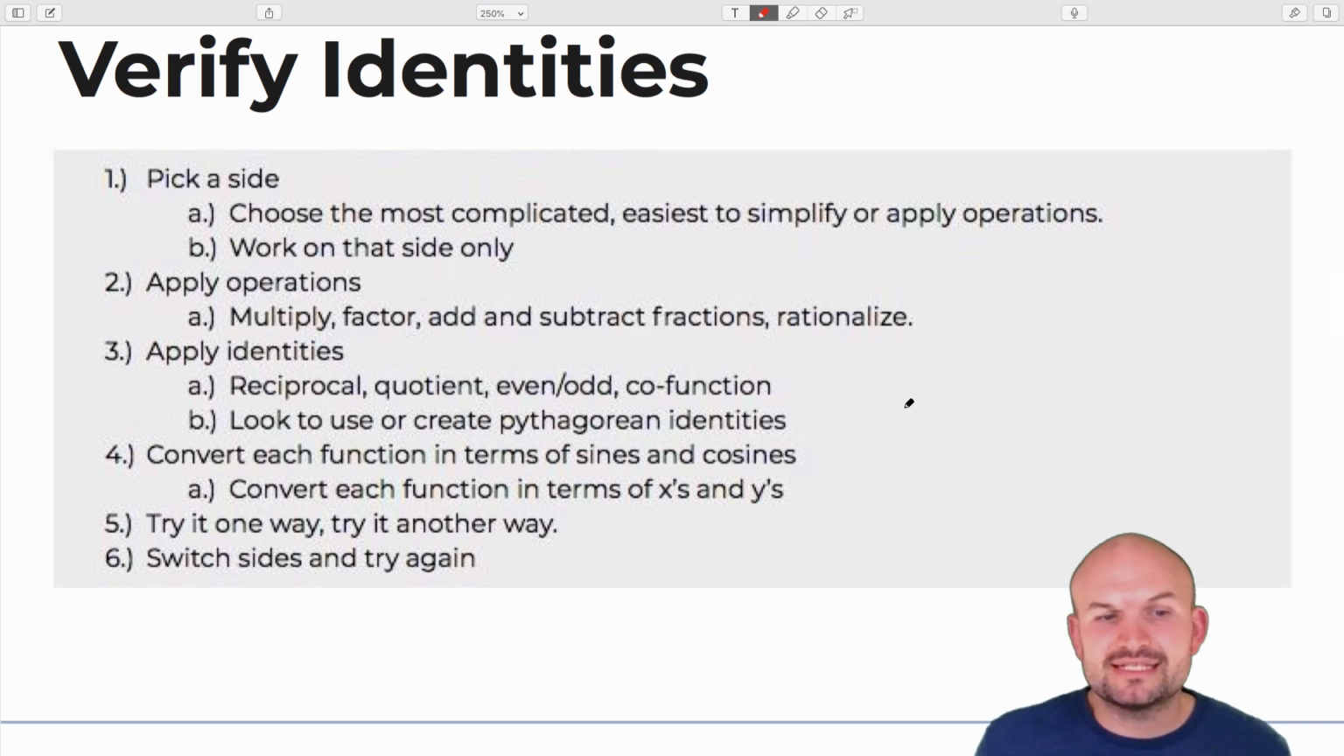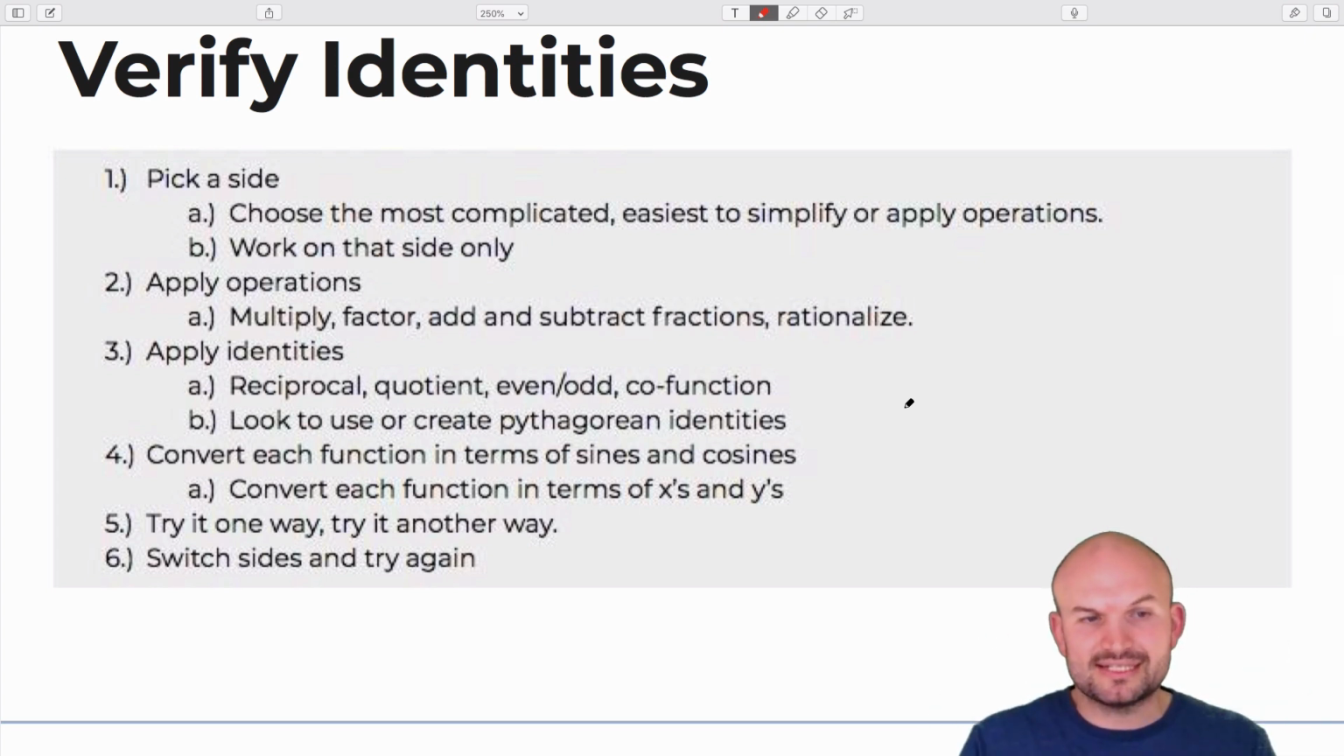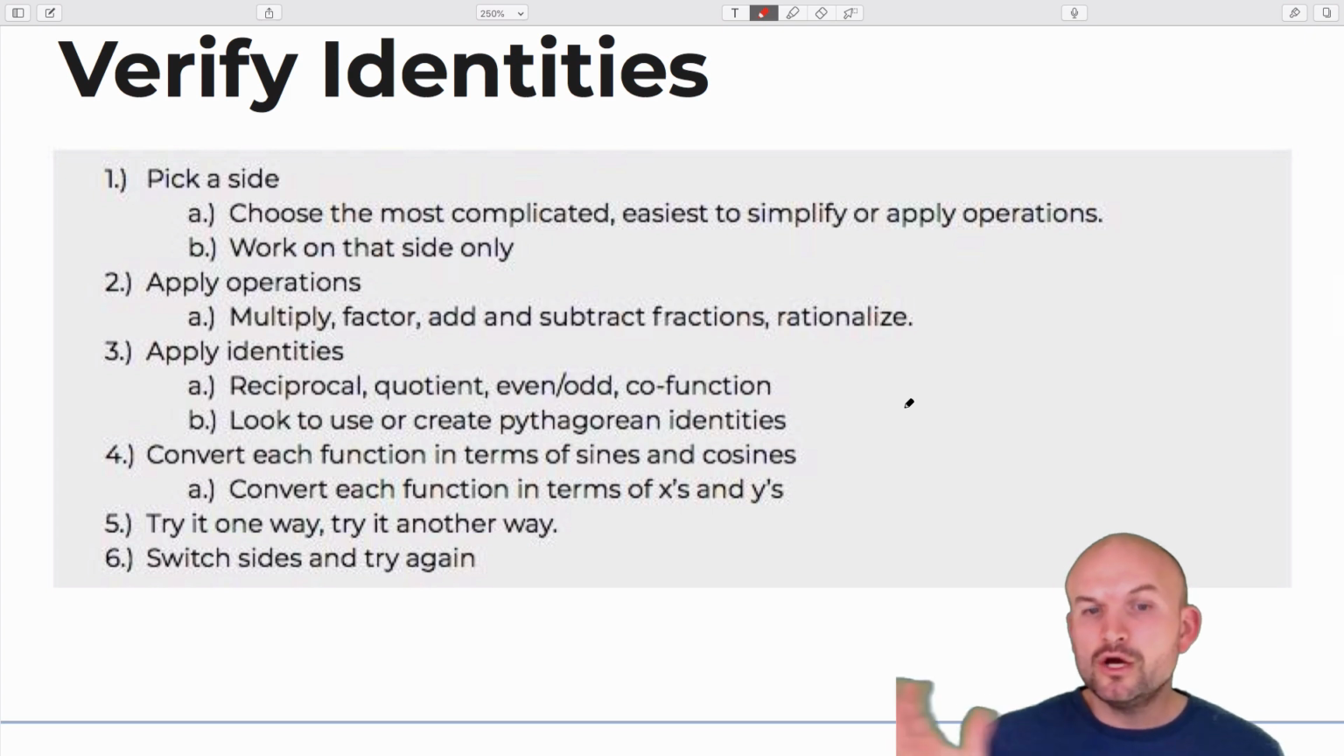And then last but not least is if you feel like you've really done everything you can do on one side, then just switch a side. But when we work on a side, we're only going to work on one side. We're not solving equations. We're not applying operations to both sides. We're going to pick a side and work on that side as far as we can go.